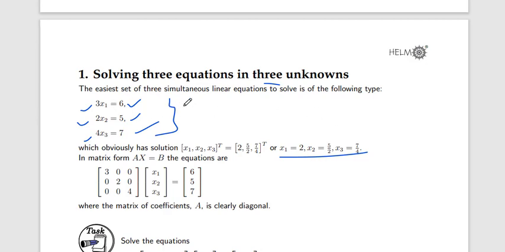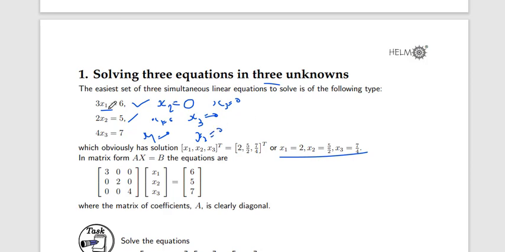But if we want to write these three linear equations as a matrix system, how do we write it? In the first equation there is only x1, so we assume x2 is equal to 0 and x3 is also 0, because this equation only contains x1. In the second equation, x1 is 0 and x3 is 0, and in the third equation, x1 is 0 and x2 is 0.